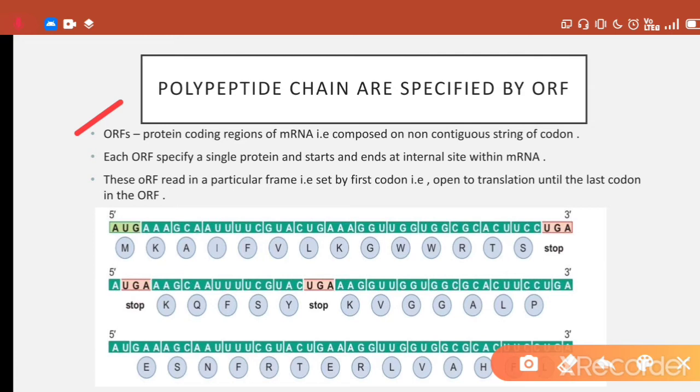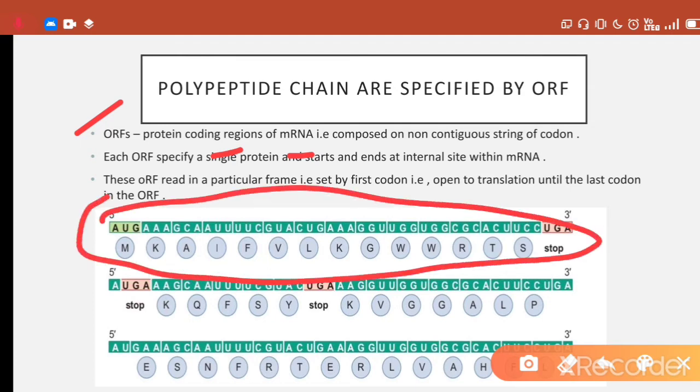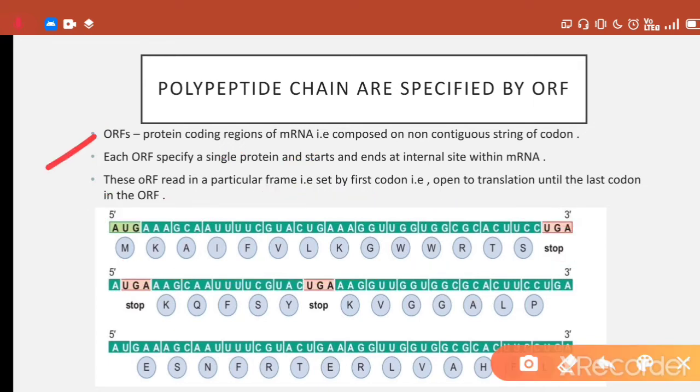Open reading frames are nothing but the protein coding regions present inside an mRNA, composed of a contiguous string of codons. Here contiguous means they are aligned to each other on a chain of mRNA and are not in an overlapping state. Each open reading frame specifies a single protein and consists of a start and a stop site within an mRNA, meaning a start codon and a stop codon inside this open reading frame.